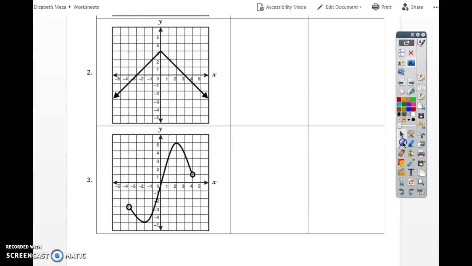Okay, so before you watch this video, I would suggest you at least try number 2 and number 3. Don't forget to set it up first. Domain is the x, and range is the y. And you set it up for both of them. Domain is the x, goes from left to right, and range is the y, goes from the bottom to the top.